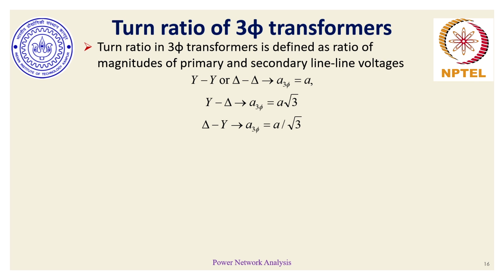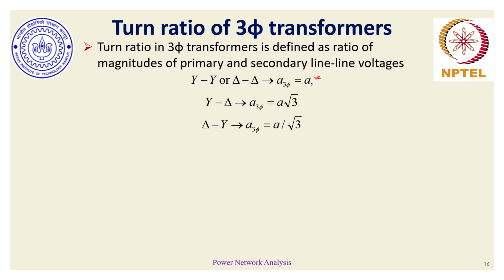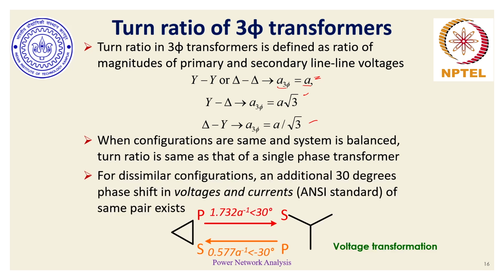So to summarize, when we have similar configurations of three-phase transformers, the three-phase turn ratio, if I have to define it, I essentially measure the line-to-line voltage appearing on the primary divided by the line-to-line voltage appearing on the secondary. So for similar configuration, this three-phase turn ratio is exactly the same as the single-phase turn ratio, whereas for star-delta and delta-star, we have factors of root 3 and 1 by root 3. Additionally, when we have dissimilar configuration, we also have this 30 degree and minus 30 degree phase shift.